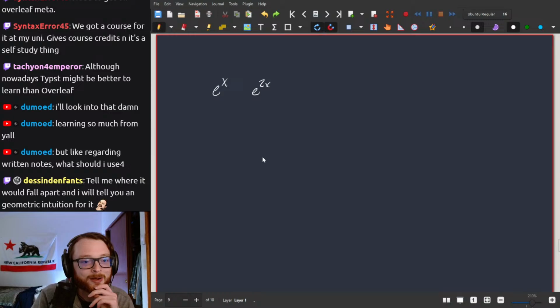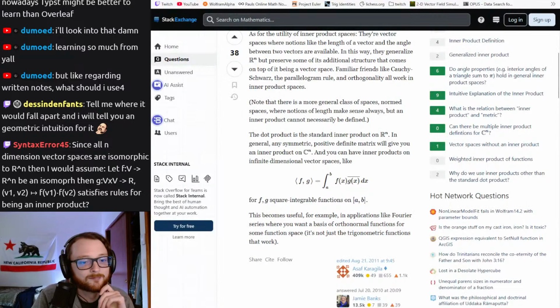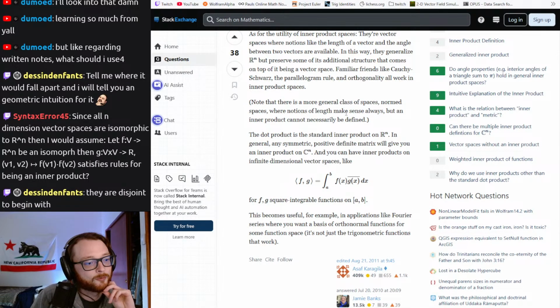To me, I just think about it with the algebra. Since all n-dimensional vector spaces are isomorphic to Rn, I would assume that Fv to Rn be an isomorphism.